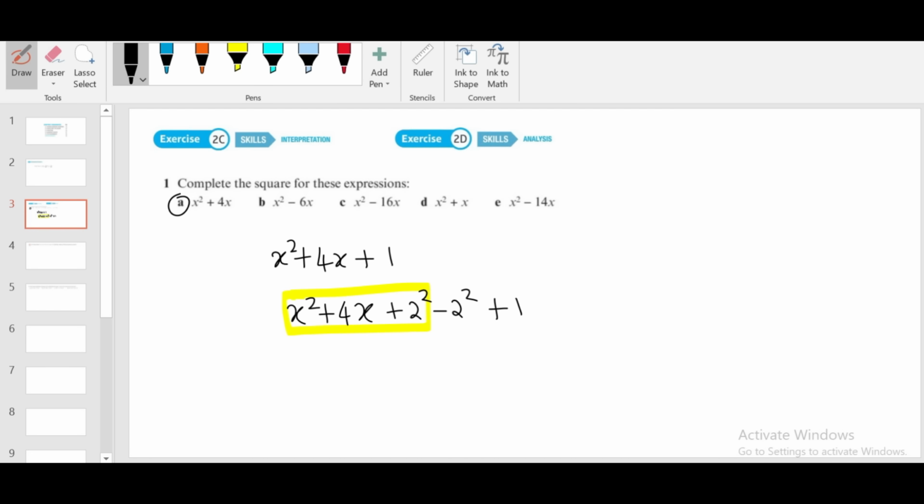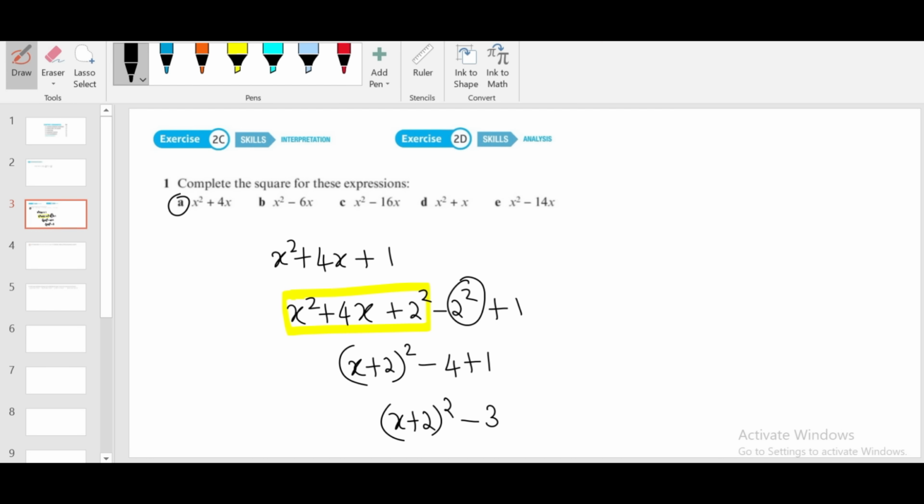Step 2, you can combine these three terms. It looks like a square plus 2ab plus b square. You can combine them into x plus 2 whole square minus, this square is only for 2, not for the negative sign. So 2 square is 4 plus 1. You will get x plus 2 whole square minus 3. That's the completing the square method.